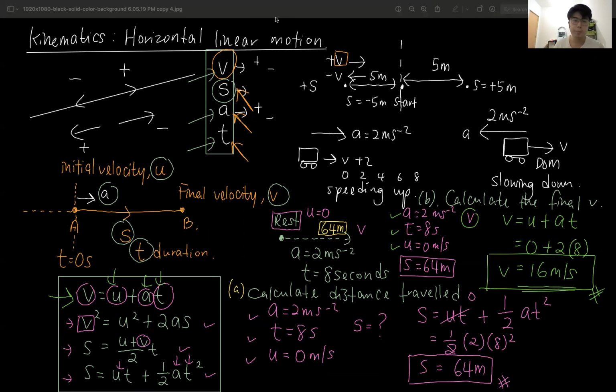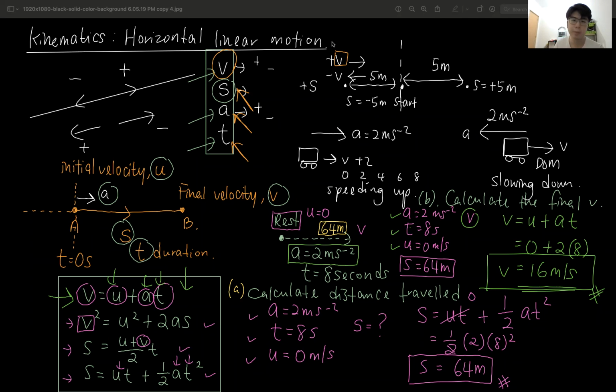Okay, so one of the criteria to use this formula is that during the journey, the acceleration must be the same. It must be a constant acceleration. That means this value A equals 2 cannot be changing. If the acceleration is changing, you cannot use the formula.